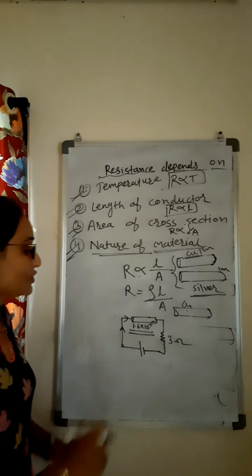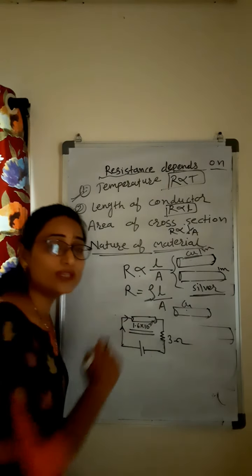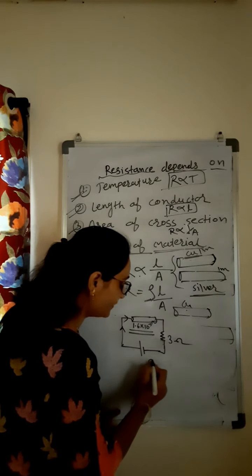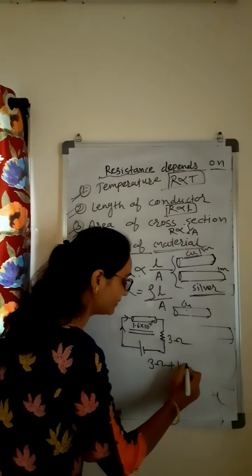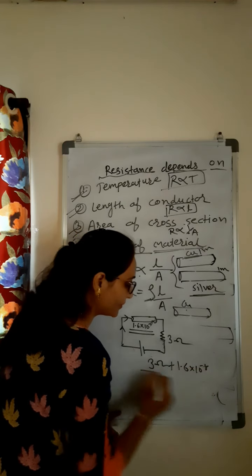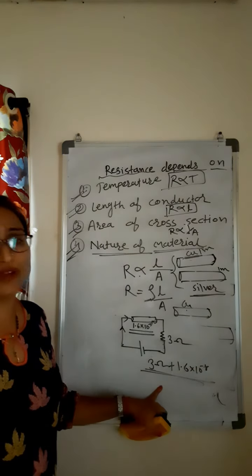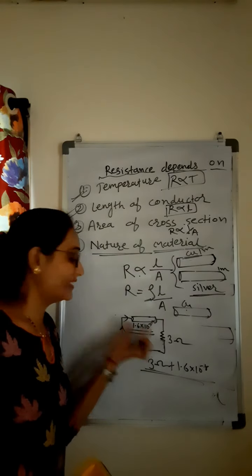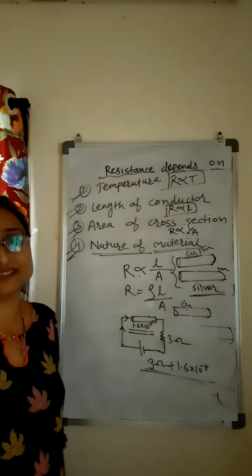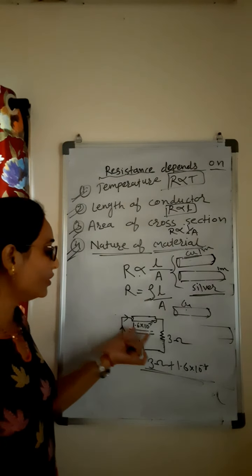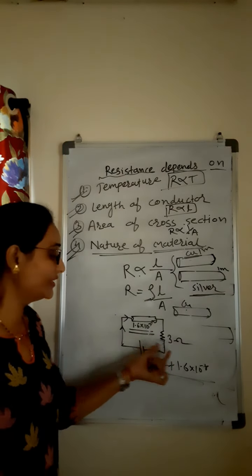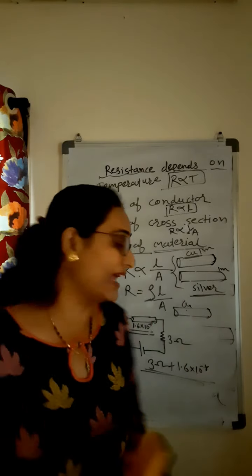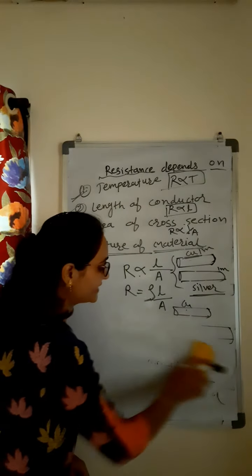Now if I ask you, when current flows through this whole circuit, how much resistance will this circuit provide? Then you will say 3 ohm plus 1.6 into 10 raised to power minus 8 ohm. This is the complete resistance. So this is resistivity, and this is complete resistance. Extra resistance we are adding here, no? So this is the difference between resistance and resistivity. I hope you understand this.